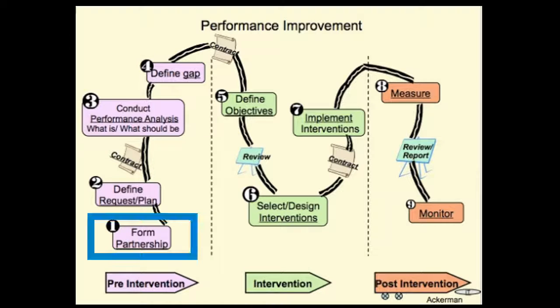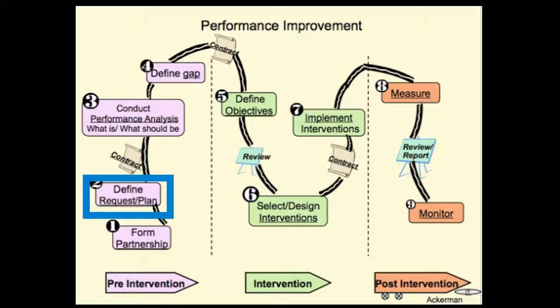The first step is to form a partnership. A partnership is often forged with a performance consultant and leadership of an organization, whether that be a CEO, human resource director, etc. After forming the partnership, the second step begins as the management of the organization and the performance consultant meet to define the organization's request and to form a plan.